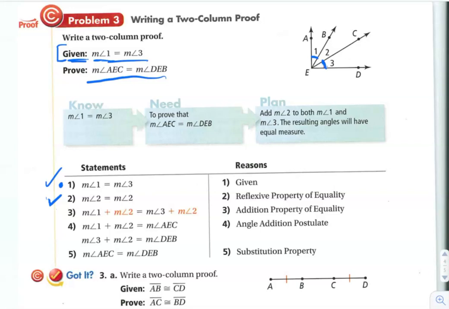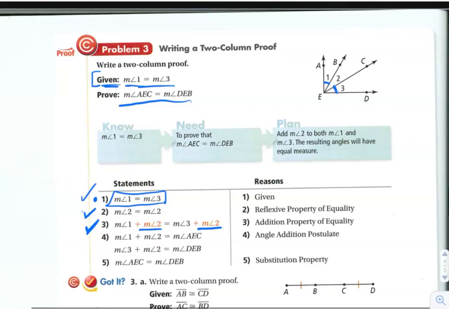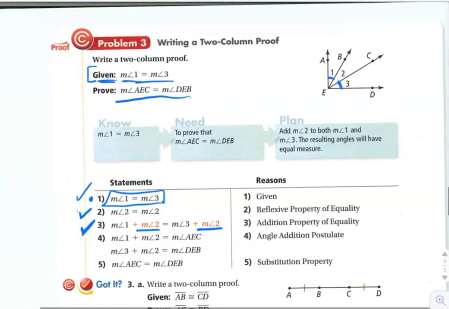And then they're stating if you add the measure of angle 2 on both sides of that original equation, right? We're just using the addition property of equality. If you add something to one side of your equation, you can add it to the other side, and in fact, you should be adding it to the other side. And then they're explaining, okay, AEC is going to be equal to angle DEB, and that's just the angle addition postulate.